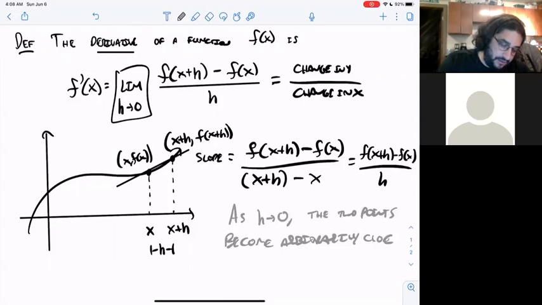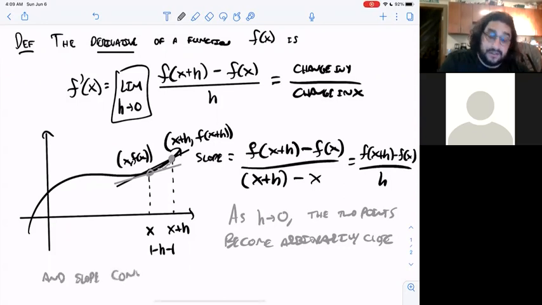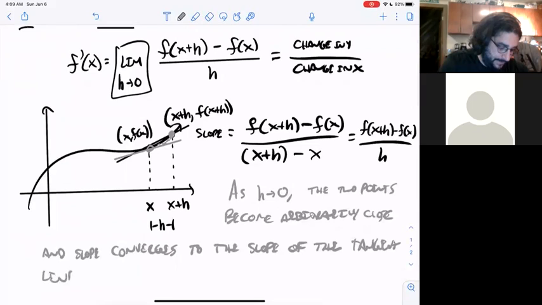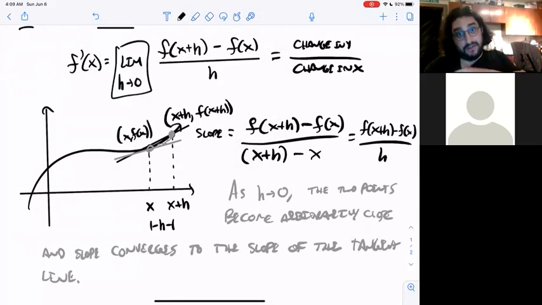Right, because we're going to set h to 0. So this point kind of walks down here to the other point, and the slope converges to the slope of the tangent line. So this is the definition of the derivative, just written out for an arbitrary function f of x.